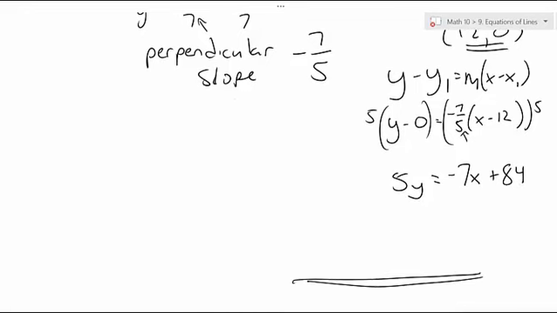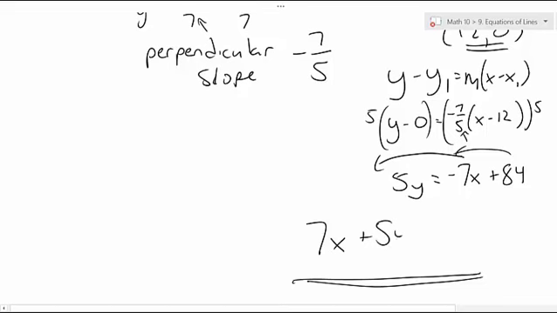All we have to do is take that and put everything on one side of the equal sign. So we have 7x plus 5y minus 84 equals 0, and we are done.